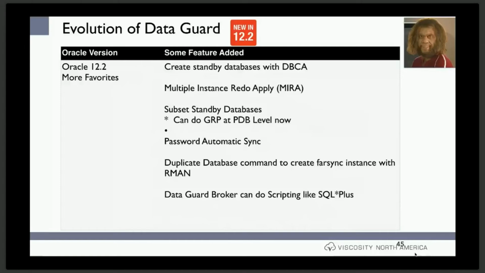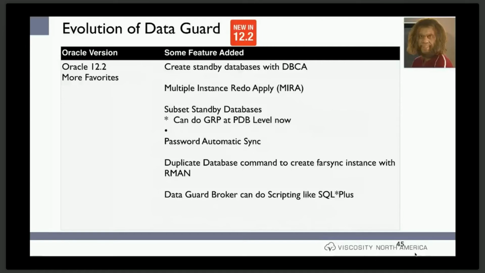Also in 12.2, there's a concept called MIRA, multi-instance redo apply. Prior to 12.2, only a single instance of a RAC configuration could do redo apply. Now in 12.2, one or even all of the instances in RAC can apply redo. It makes more sense if you have an Active Data Guard in the same data center as your primary databases, and you're using it, for example, to truly offload reporting. Now that Active Data Guard can really keep in sync with the primary database.